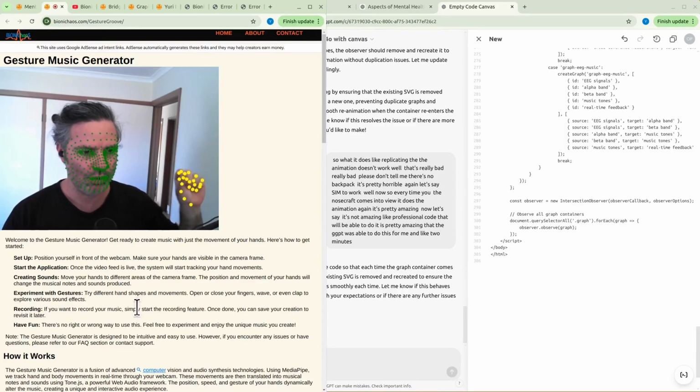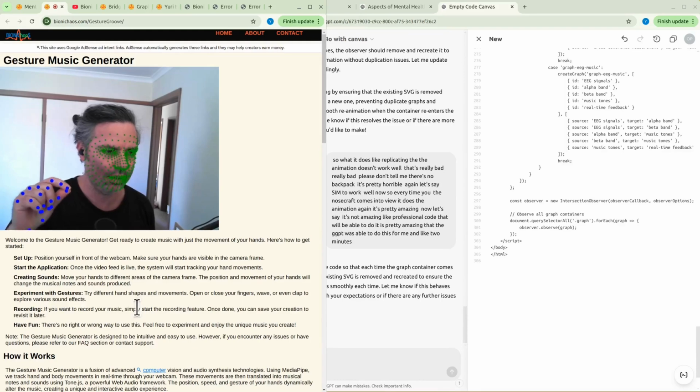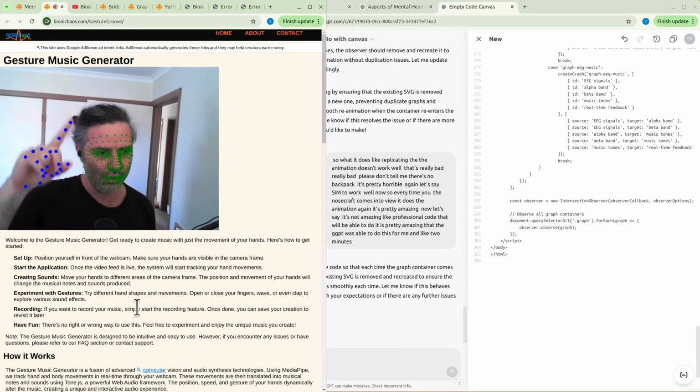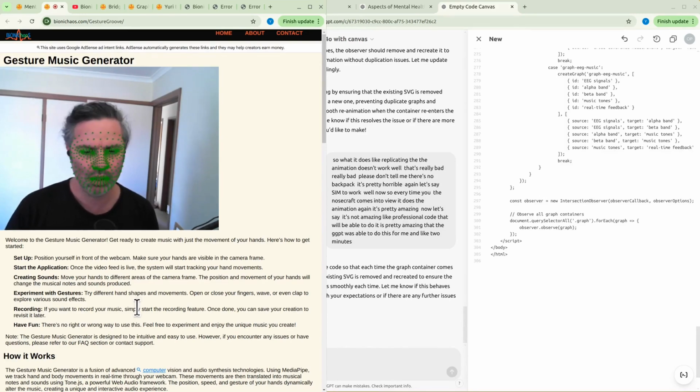You have short notes, long notes, same on the other scale. Yeah, you might not be able to hear, so then you go up with your hand for volume.